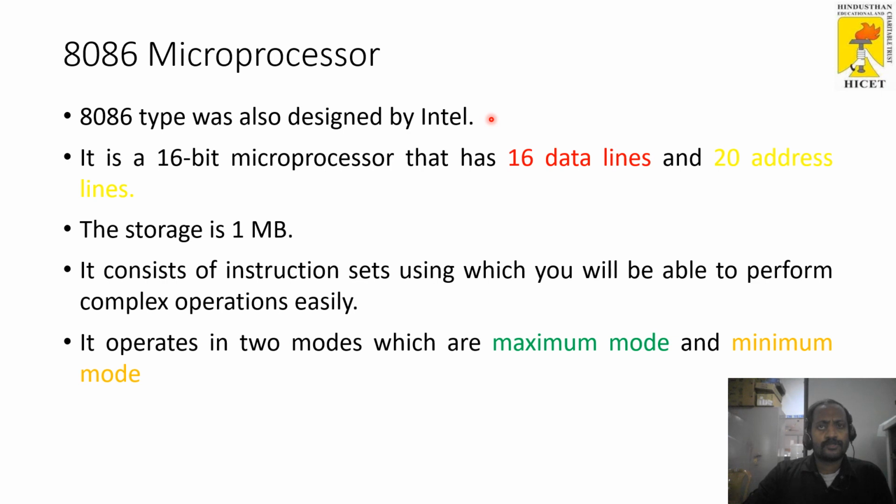We have three versions based on the frequency of operation, that is 8086, 8086-1 and 8086-2, in which the first, 8086, operates at 5 MHz, 8086-1 has a frequency of 10 MHz and 8086-2 has a frequency of 8 MHz. Another important thing about this microprocessor is that it uses two stages of pipelining, that is fetch stage and execute stage. This improves the performance.